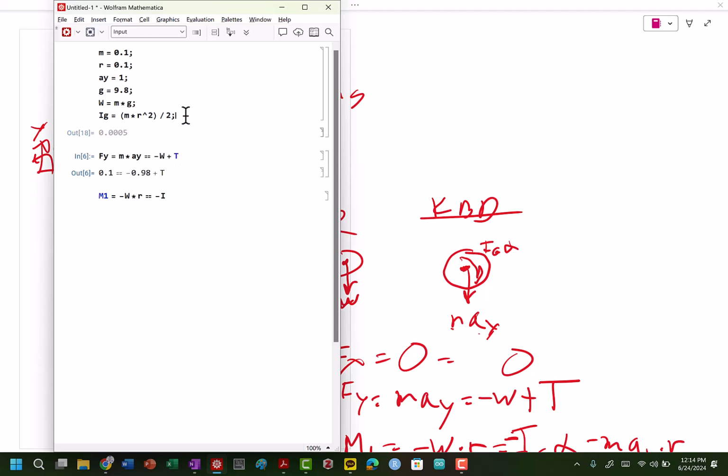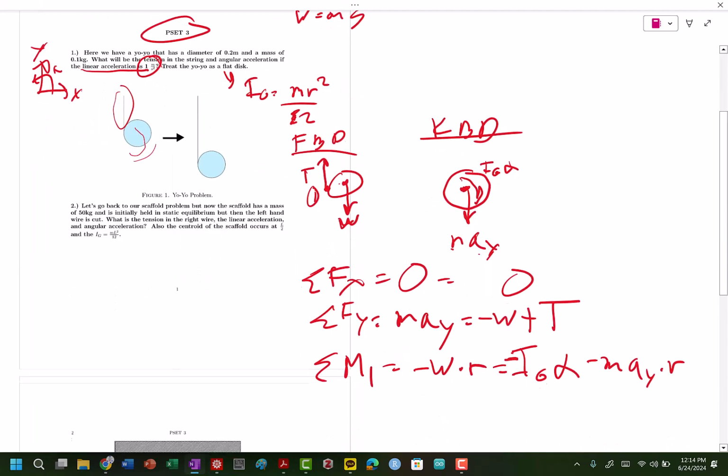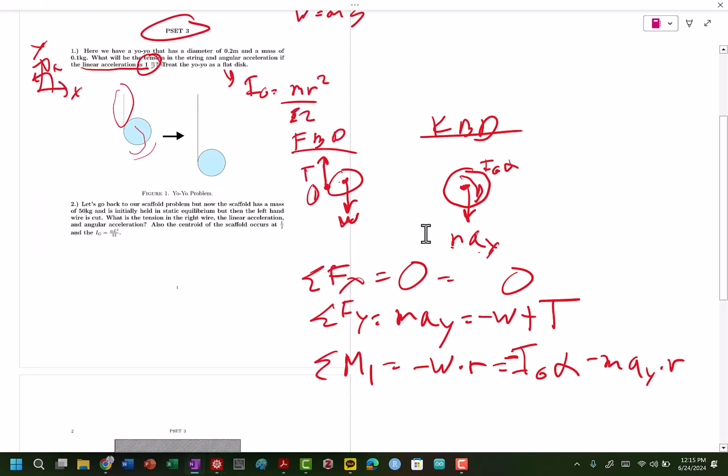Let's just hide that. So IG times alpha, and then it's going to be minus mass times AY times R. And I'm going to solve for Fy, M1. And there we go. Tension, alpha, we've got it. Fantastic. So let's go to the next question here.